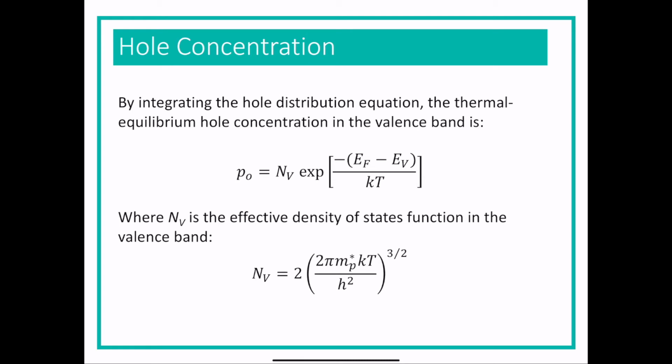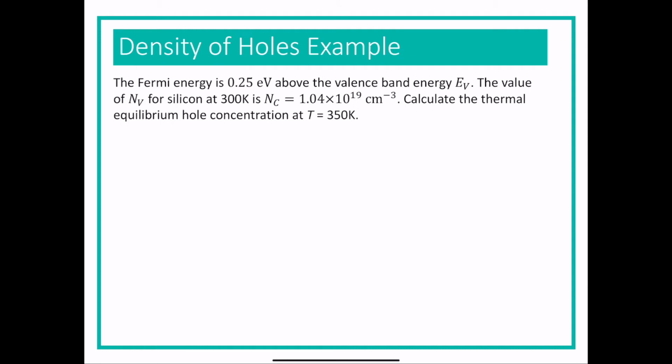The only difference is we now have an effective density of states function in the valence band, which is material and temperature dependent. It has already been figured out for 3 different materials at 300 K, so that's tabulated as well. And we take the Fermi energy minus the valence energy, because the Fermi energy is going to be above the valence energy in this respect. So if we are 0.25 electron volts above the valence band energy, we can find how many holes there are, and this time we're going to find it at 350 K.